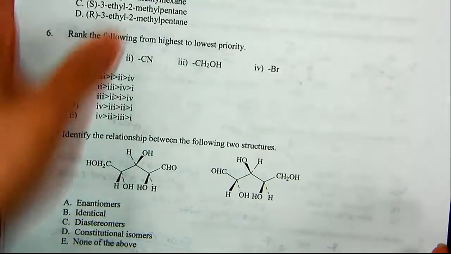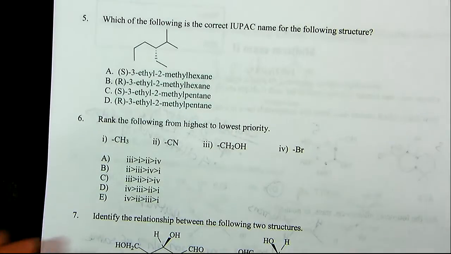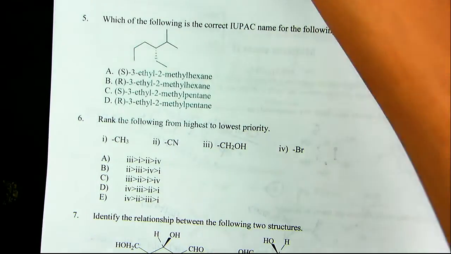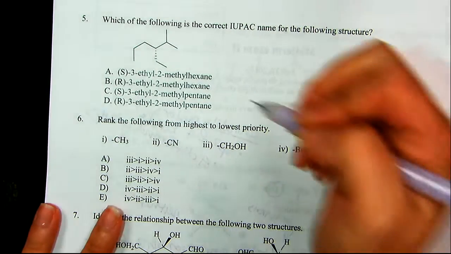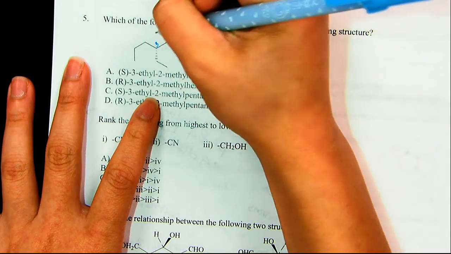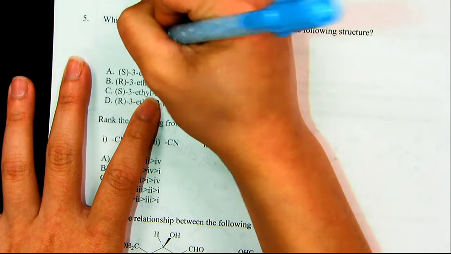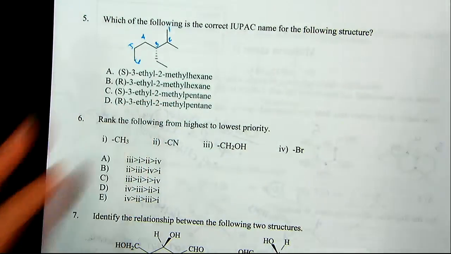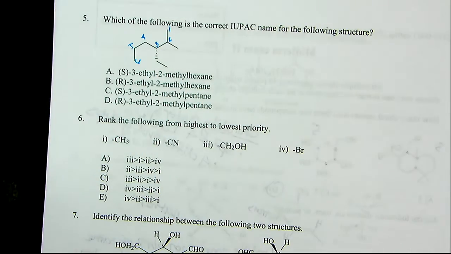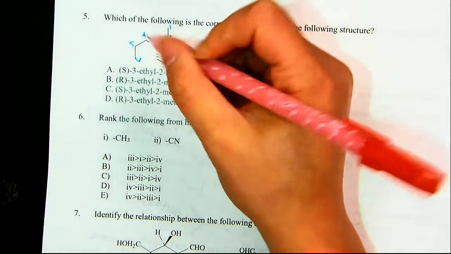Number 5, again, it's another IUPAC naming. Similar thing, we're just having to deal with chirality centers. So if we do the numbering for this, it should be 1, 2, 3, 4, 5, 6. Then we do the chirality center. Make sure to do the chirality center first.